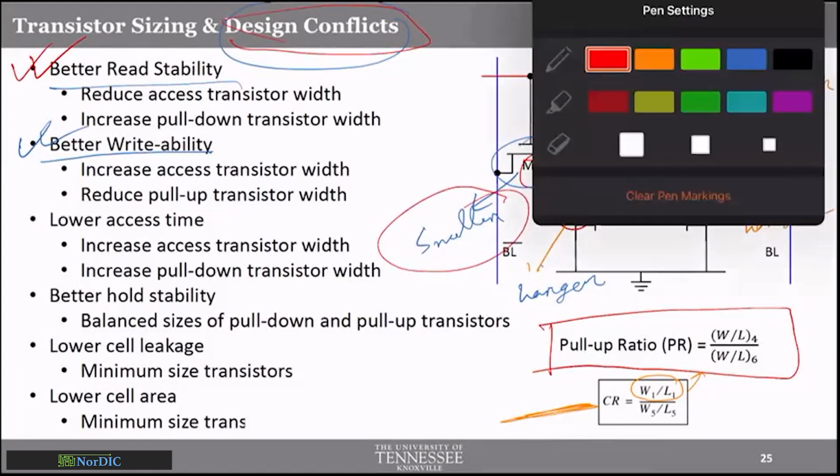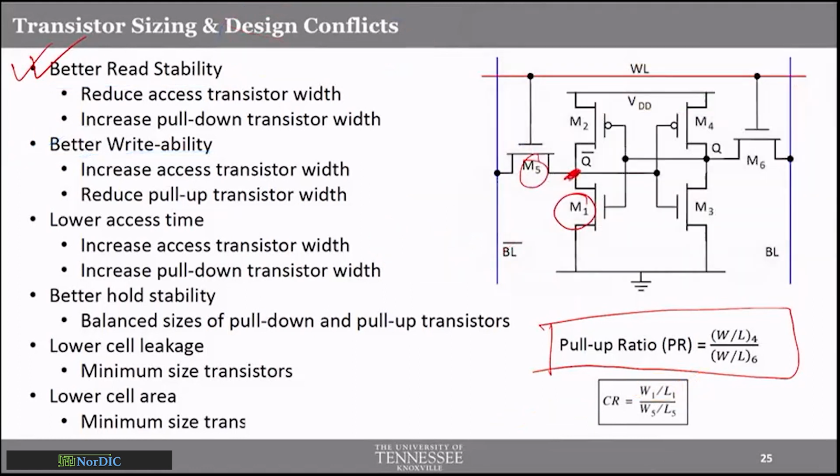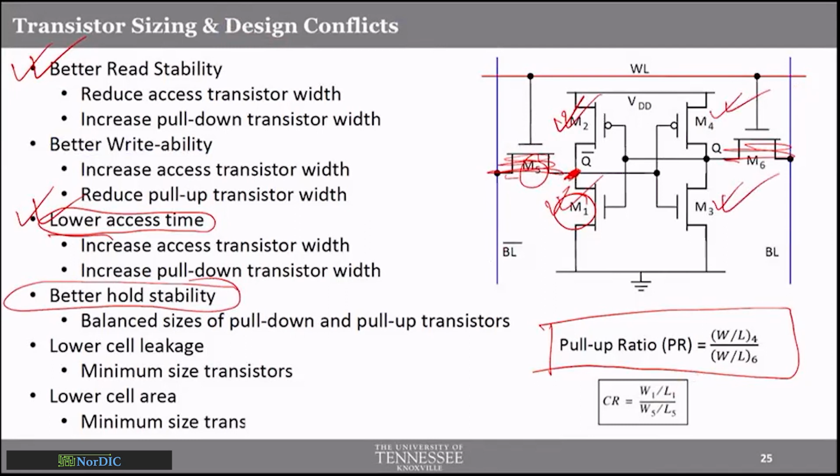Okay. By the way, we can go through the rest of the list. For example, to reduce the access time, you need faster access, so you size up these two transistors. You can read them; I'll just quickly go through. Better hold stability: to make sure of hold stability, that means when you are not reading or writing, the cells can still hold on to the data. You need to balance out the PMOS and NMOS transistors, so their sizes should be almost balanced.